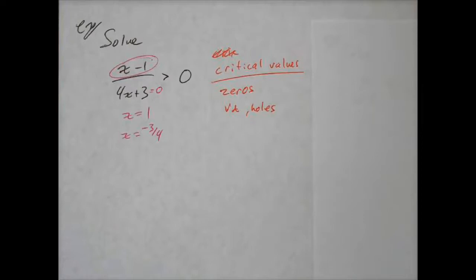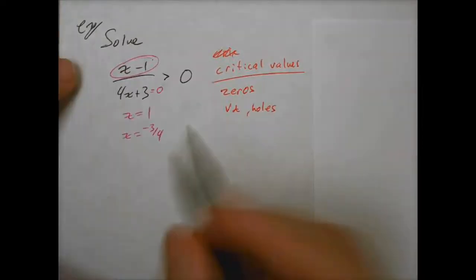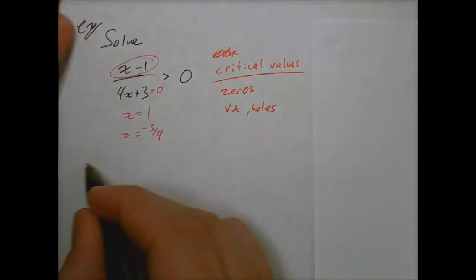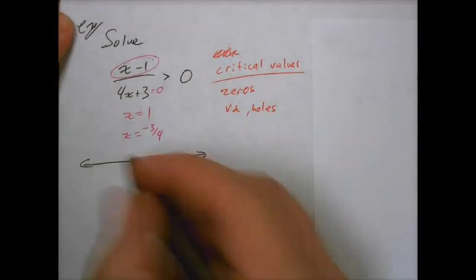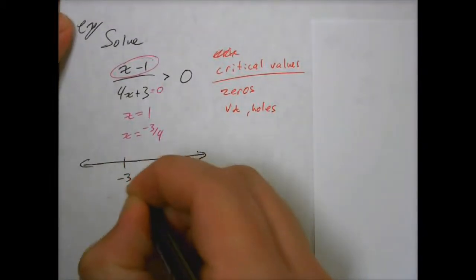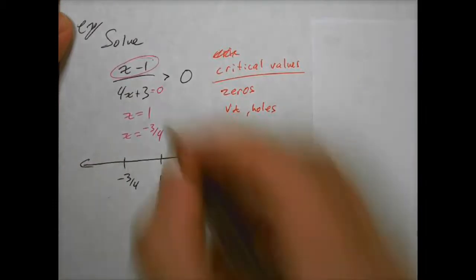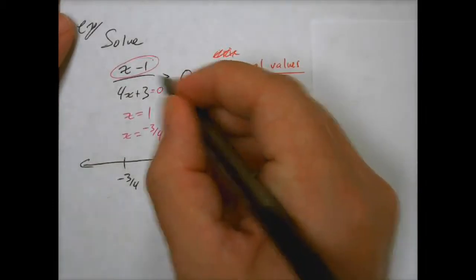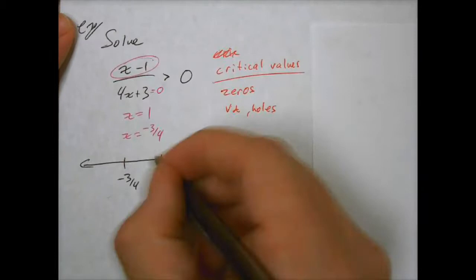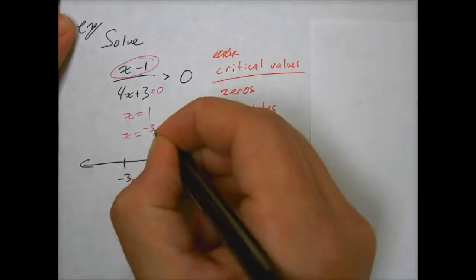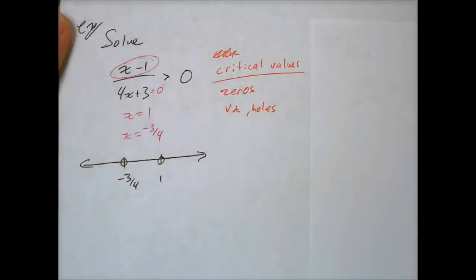So what I do from this point is check around those points. I put a number line down. Negative 3/4 is here, 1 is here. And I am just greater than those values, so I cannot be equal to 0, so that will be open. I'm never equal to a vertical asymptote, so vertical asymptotes will always be open.